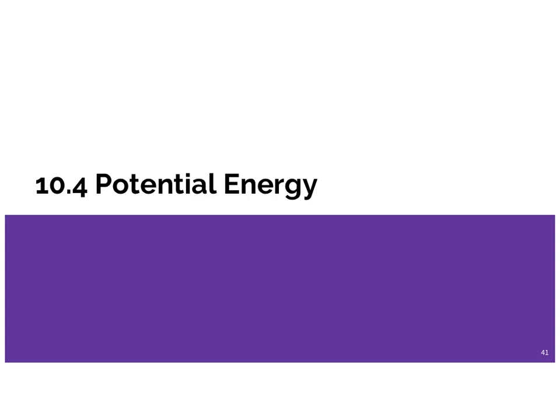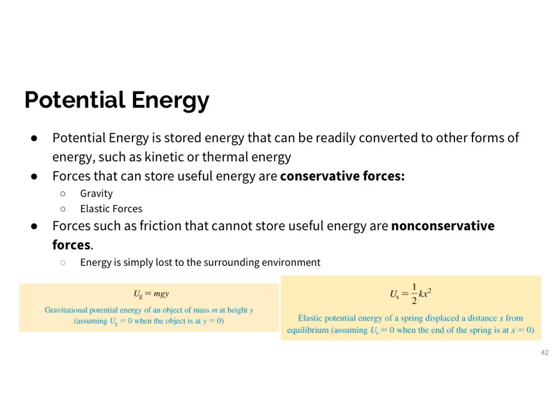Okay, so the next type of energy we're going to talk about is potential energy. And remember, for potential, we always use the letter U. We're going to talk about UG for gravitational potential and US for elastic potential. And this is always stored energy, so energy that has the potential of becoming something else.